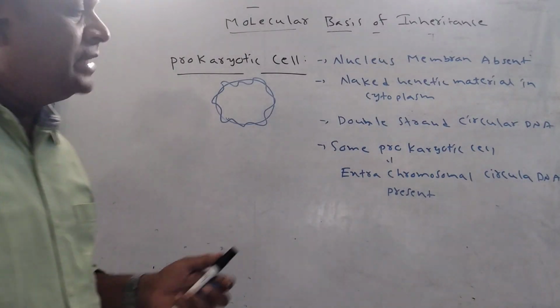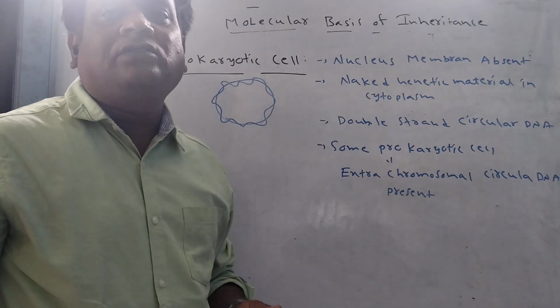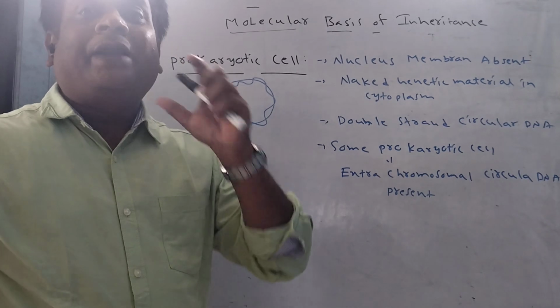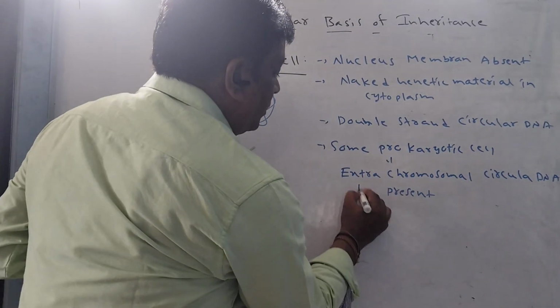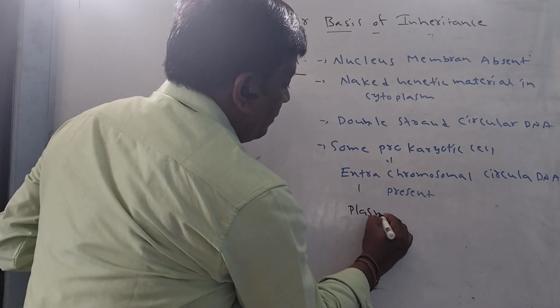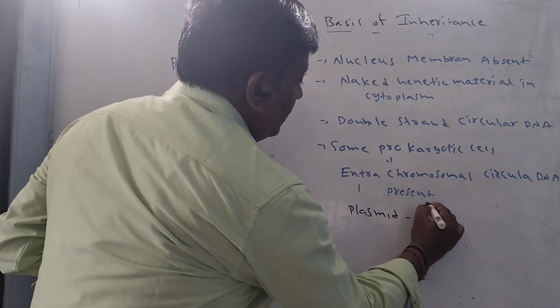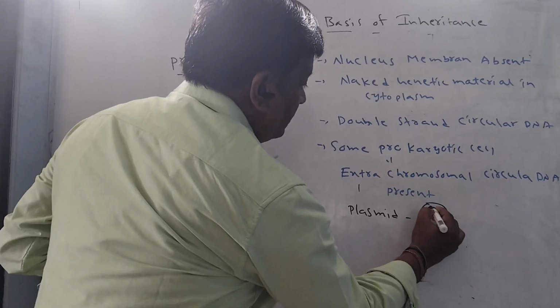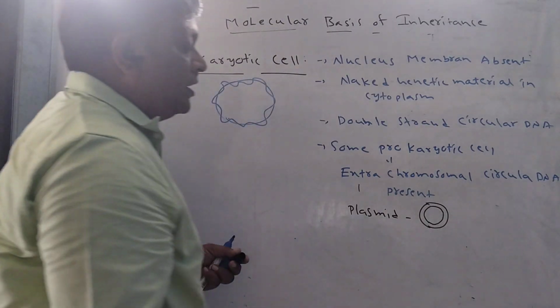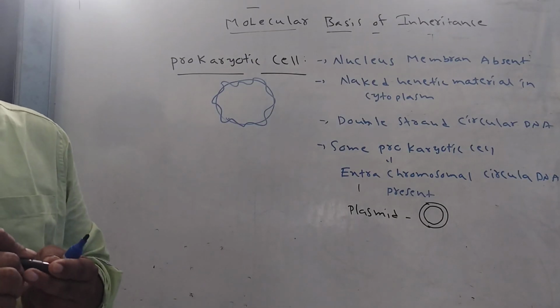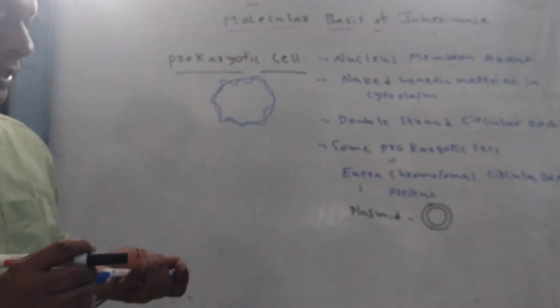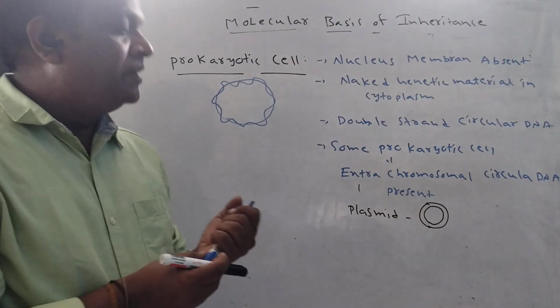Circular DNA. This extra chromosomal circular DNA, we call that the plasmid. Some prokaryotic cells have one plasmid present, some have two, and some have a larger number of plasmids. This is the extra chromosomal circular DNA we call the plasmid.